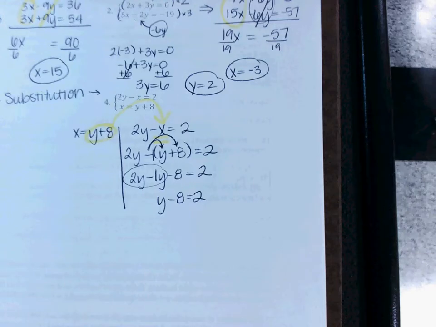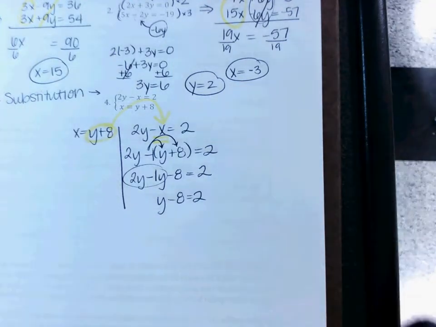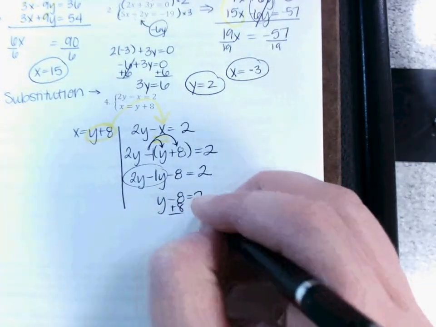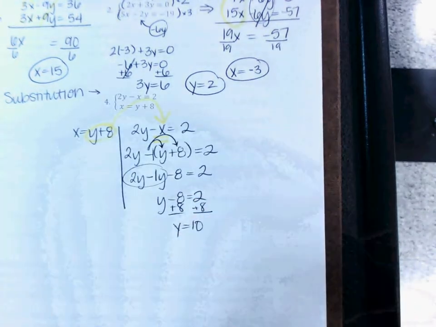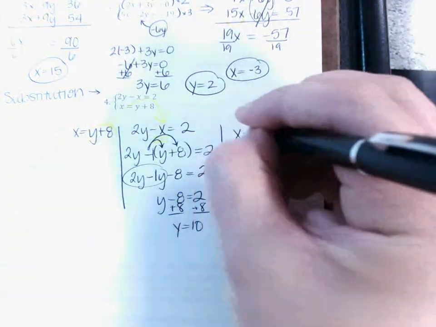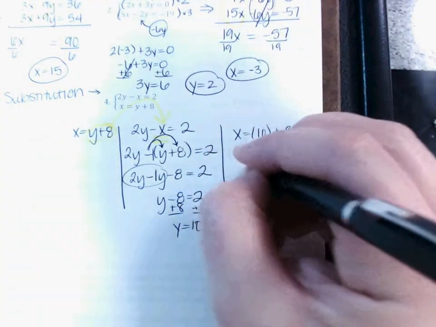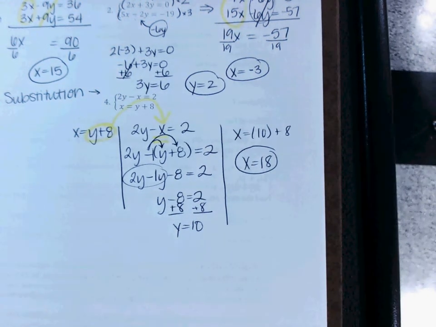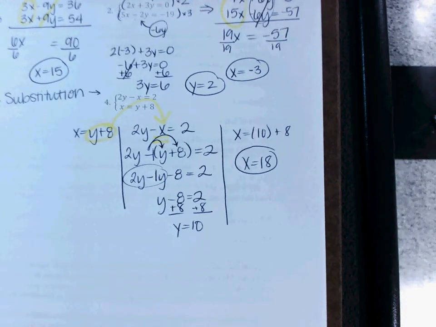Then from there, I have one of my letters. I still have to go back and find the other letter. So once I know that y is 10, remember you're going to come back and plug it into that first equation that you used. So if y is a 10, what is y plus 8? 18, that would be your x. So y is 10. Then we would come over here and say, okay, then x equals 10 plus 8, x is 18.